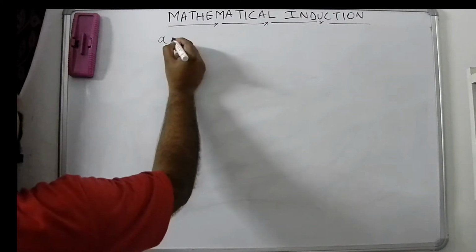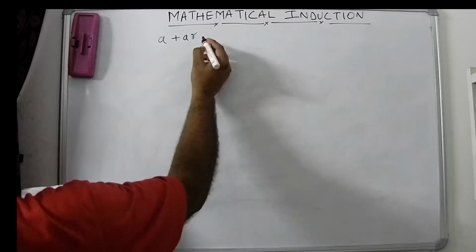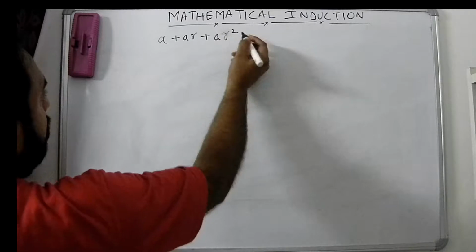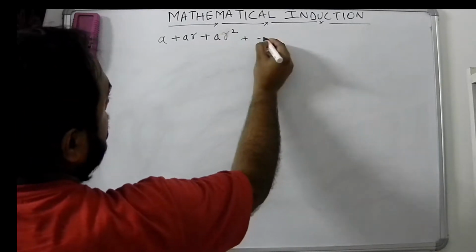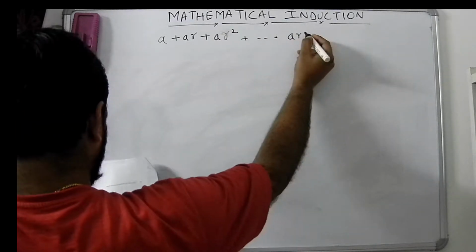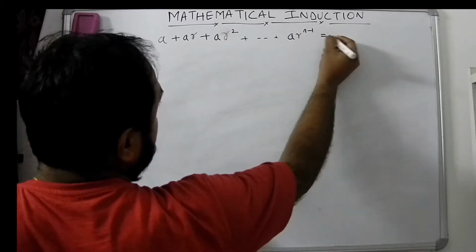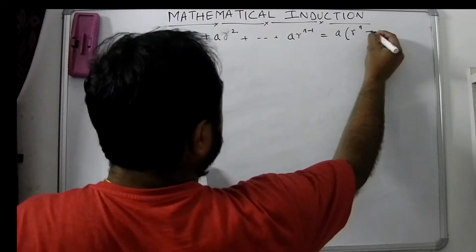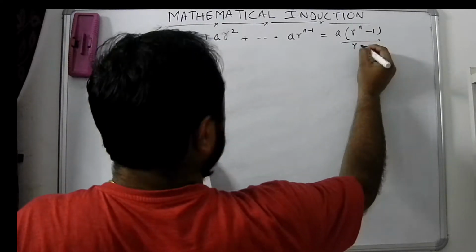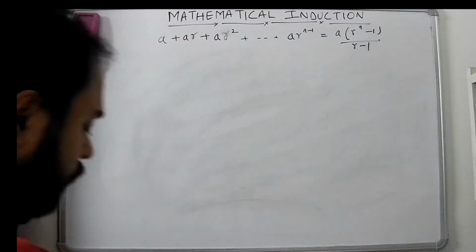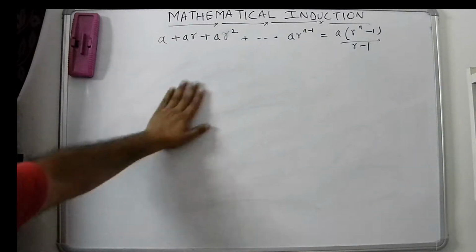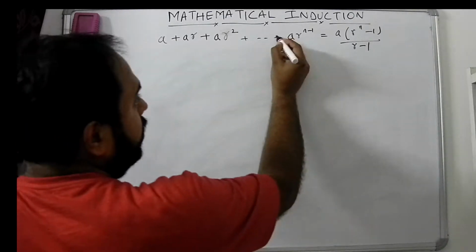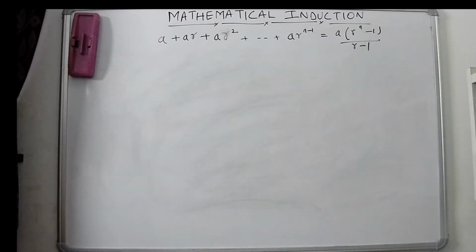So it says a plus ar plus ar square, till ar to the power n minus 1, is equal to a times (r to the power n minus 1) upon (r minus 1). So this is called a GP. It's saying that the sum of n terms of a GP is given by this. We might read about geometric progression later on, but this we have to prove.